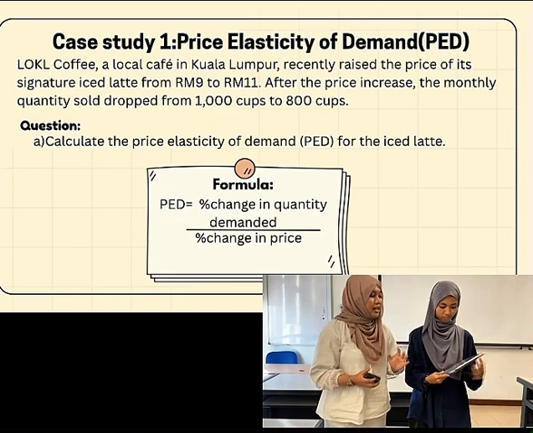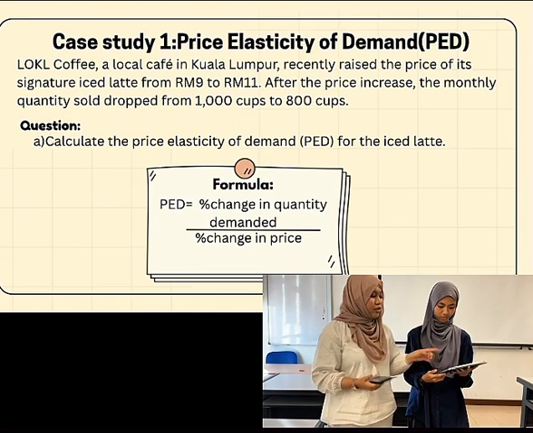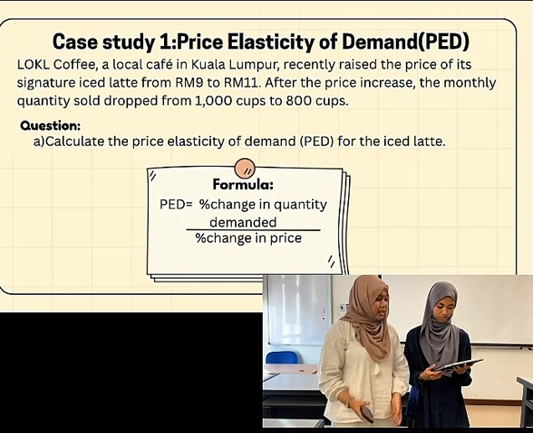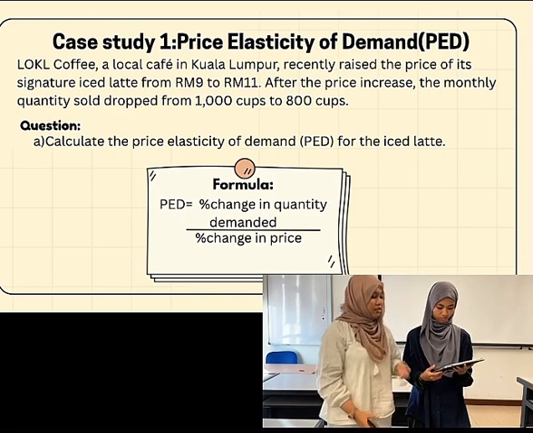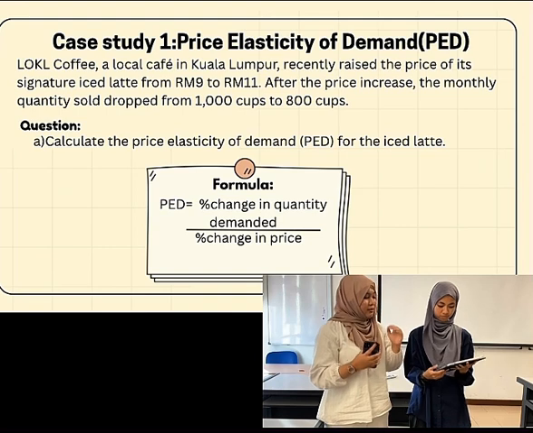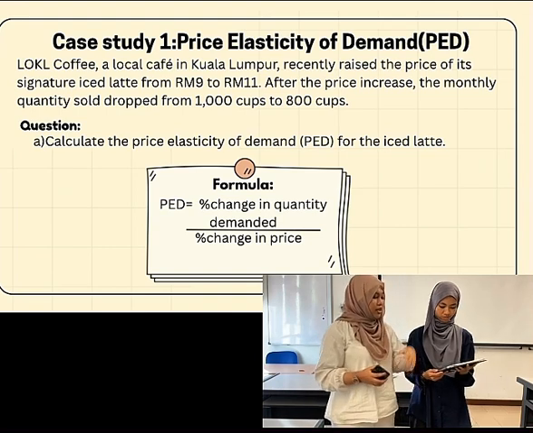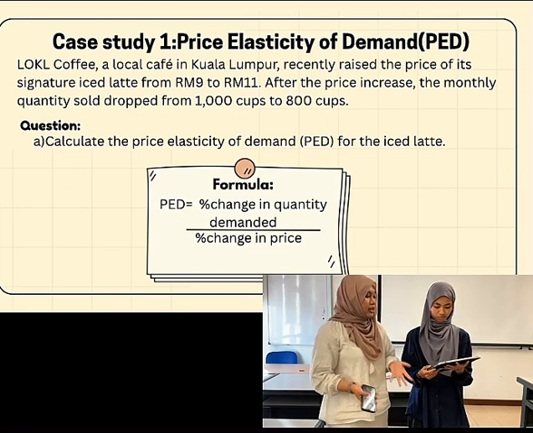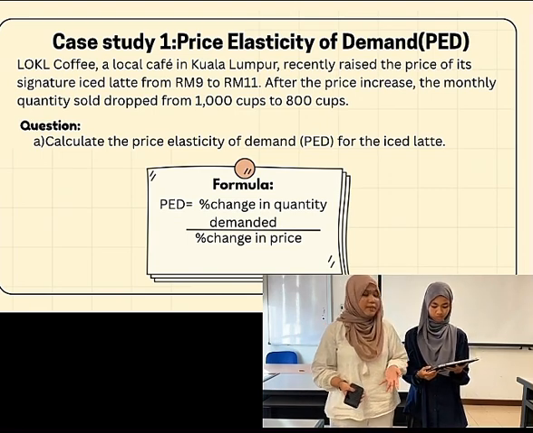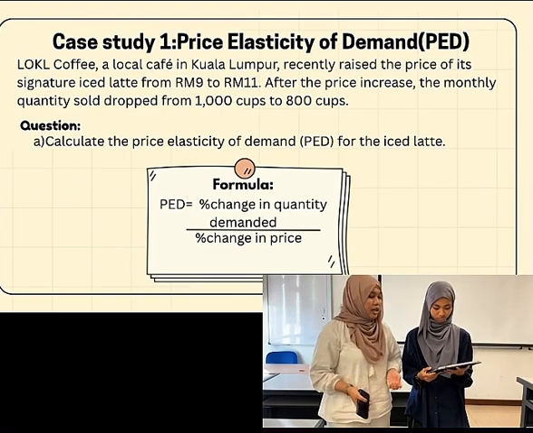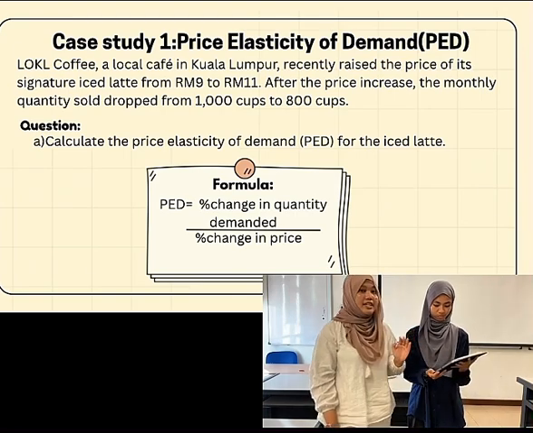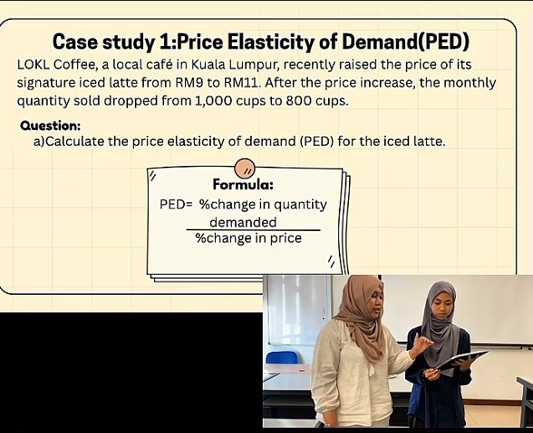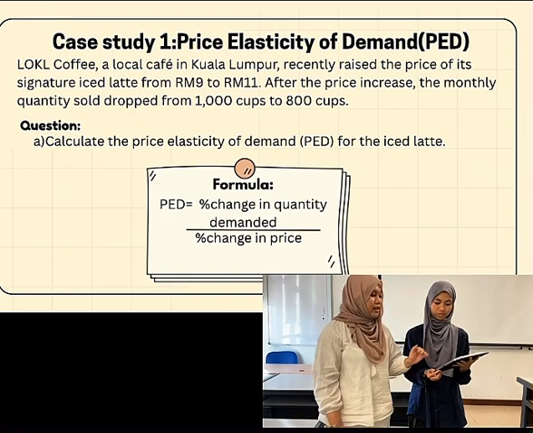LOKL Coffee, a local cafe in Kuala Lumpur, recently raised the price of its signature ice latte from 9 ringgit to 11 ringgit. After the price increase, the monthly quantity sold dropped from 1,000 cups to 800 cups. The question is, calculate the price elasticity of demand (PED) for the ice latte. The formula for PED is percent change in quantity demanded divided by percentage change in price.